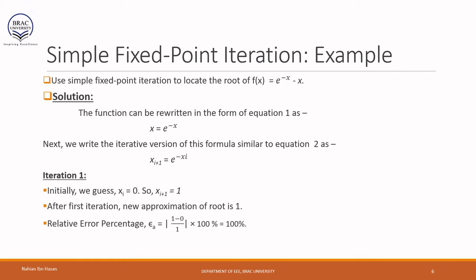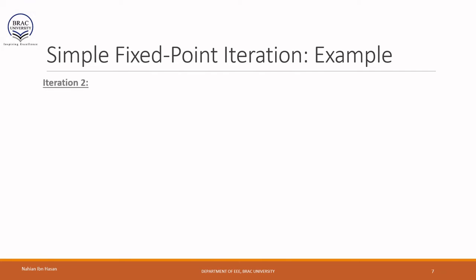So we need further iterations. Iteration 2. Upon the first iteration we got our approximated result, which is 1, and that is going to be our new xi, and that new xi is going to be used in our iterative formula, which is e to the power minus 1, and it turns out to be 0.367879441. So this is our new approximation of the root in the second iteration.